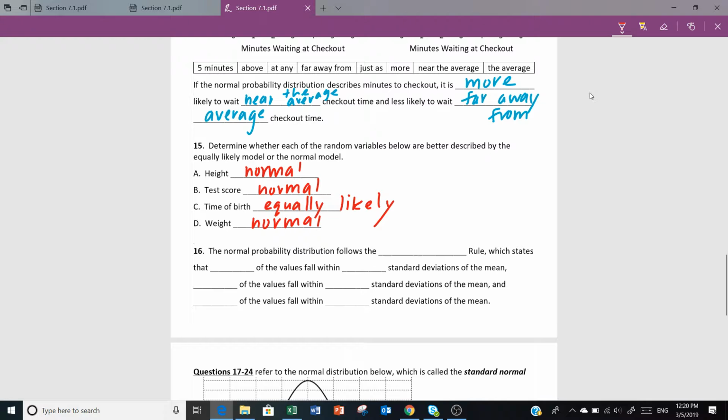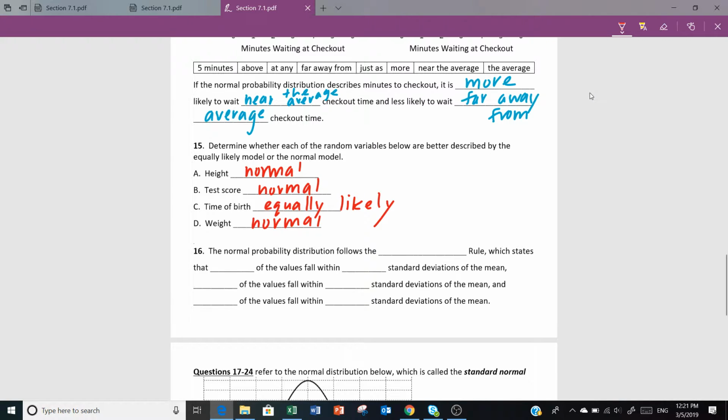Okay, height, weight, and test score, we all tend to fall more likely near the average, less likely away from the average. However, time of birth, are you more likely to be born in the middle of the day versus at the end of the day? No, so that's going to be the equally likely model, and everything else is normal. What do you think is mostly used? Normal. In fact, from here on out, we're going to be using the normal model a lot. So we need to get more familiar with the normal model.